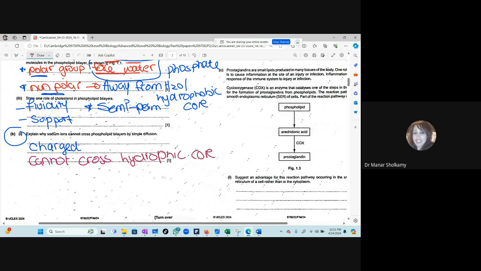Then what do they need, Adham, to cross? This is enough, but what if the question is out of 2 marks? What do they need so that they can cross the hydrophobic core? Transporter proteins. Very good. They need channel proteins or carrier proteins. They just need transport proteins with a hydrophilic core so that they can cross the cell membrane. Okay, the next question.